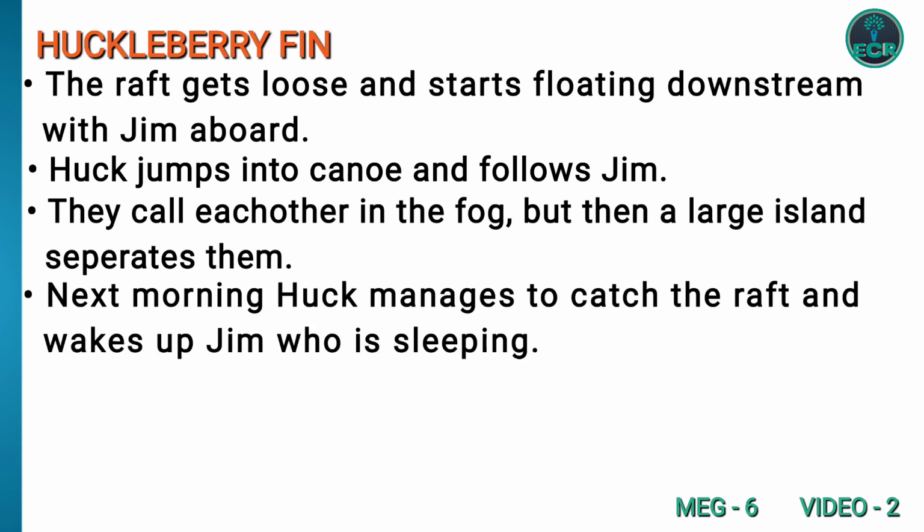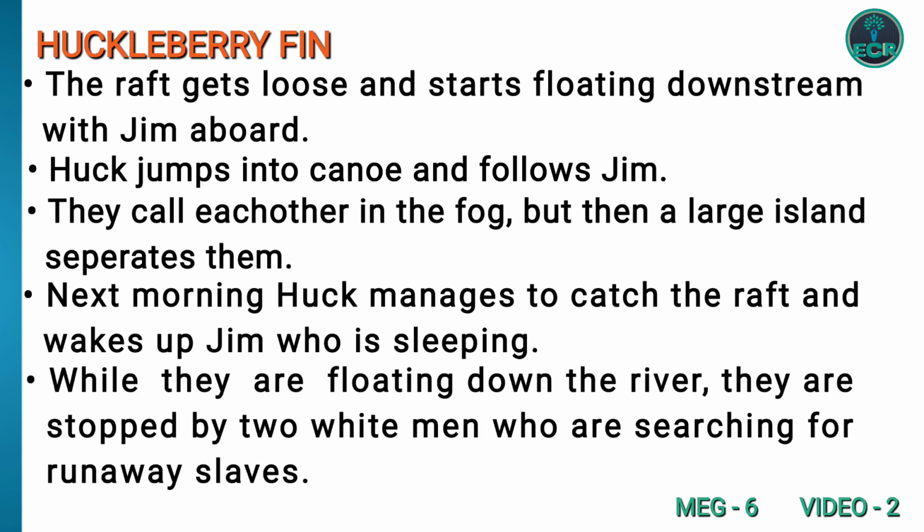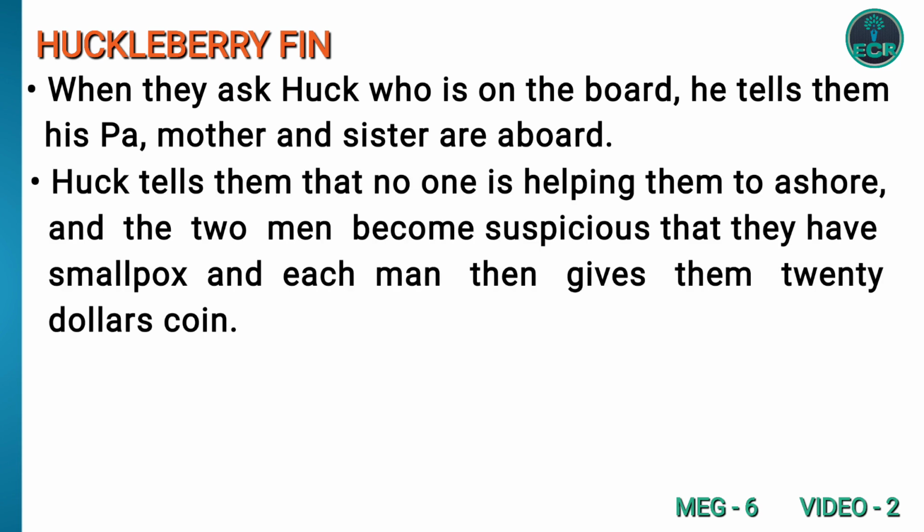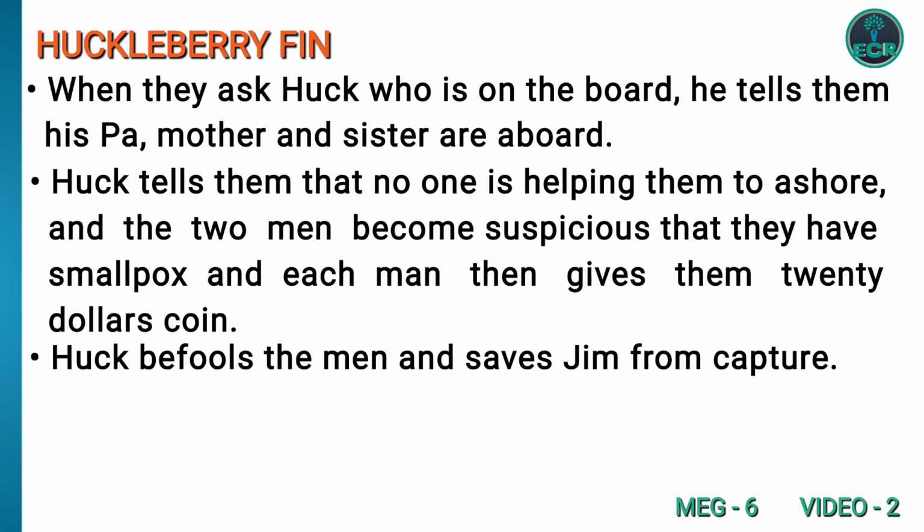Next morning, Huck manages to catch the raft and wakes up Jim, who is sleeping. While they are floating down the river, they are stopped by two white men who are searching for runaway slaves. When they ask Huck who is on the boat, he tells them his pa, mother, and sister are aboard. Huck tells them that no one is helping them ashore, and the two men become suspicious that they have smallpox, and each man then gives them a $20 coin. Huck fools the men and saves Jim from capture.